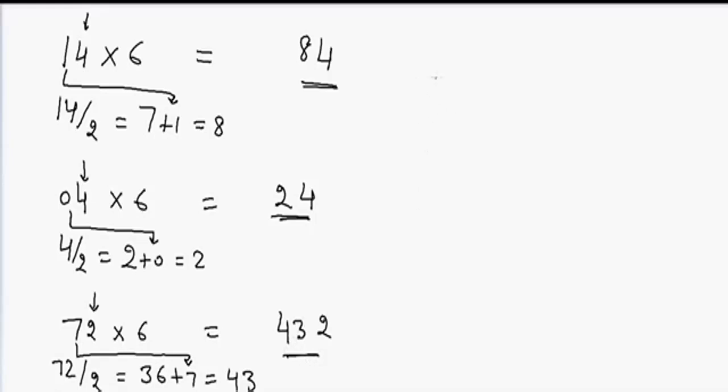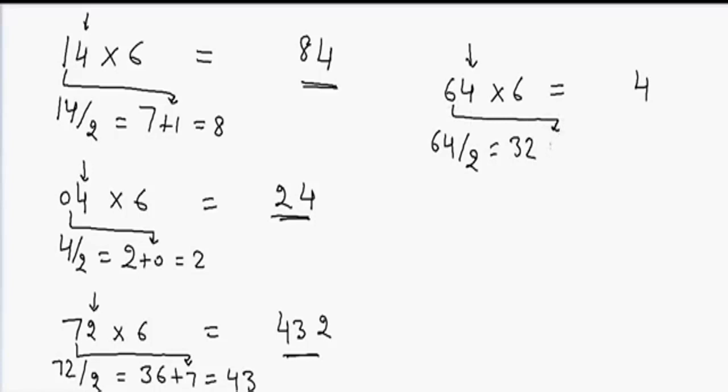Again, another example, if I have 64, I want to multiply by 6. In that case, I'll take the last digit, which is 4. And then 64 divided by 2 is equal to 32. And then I'll add 6 into it, that will give me 38. The answer is 384.